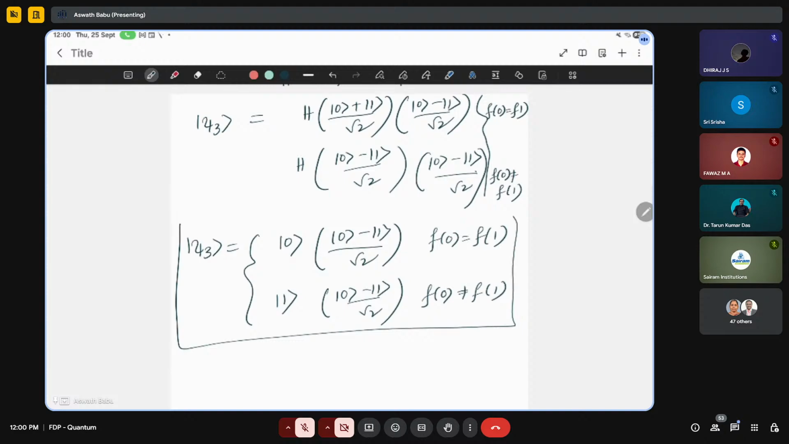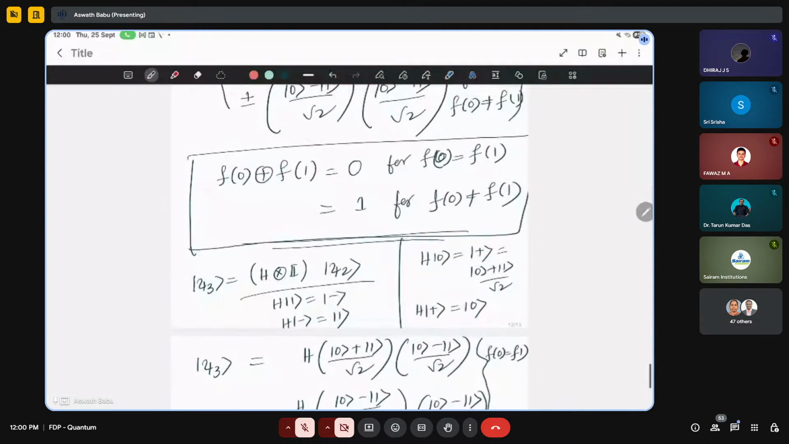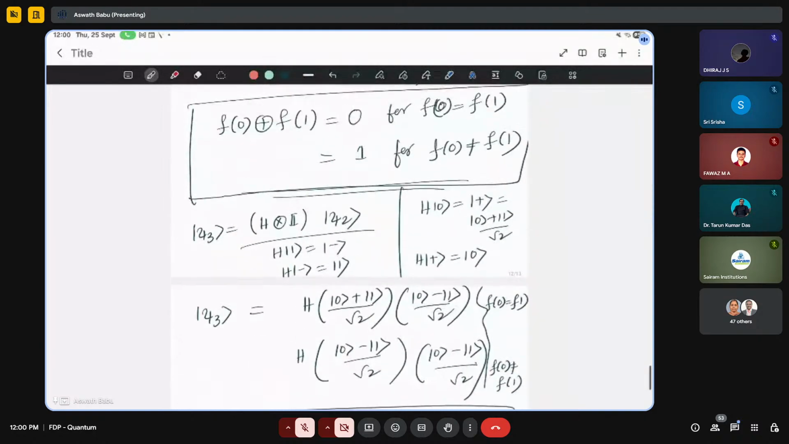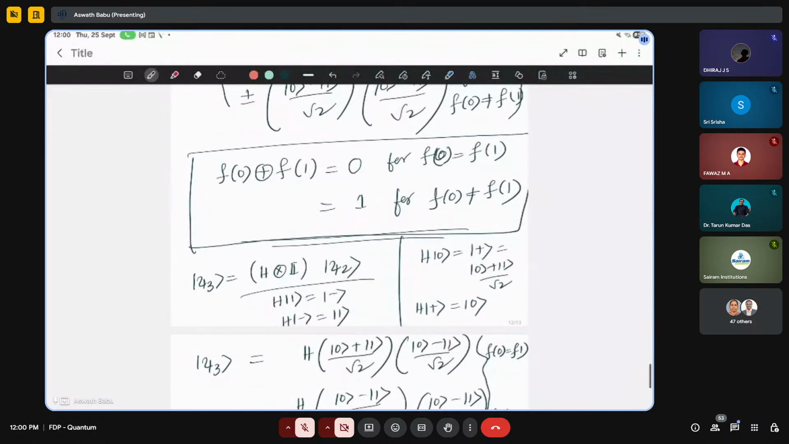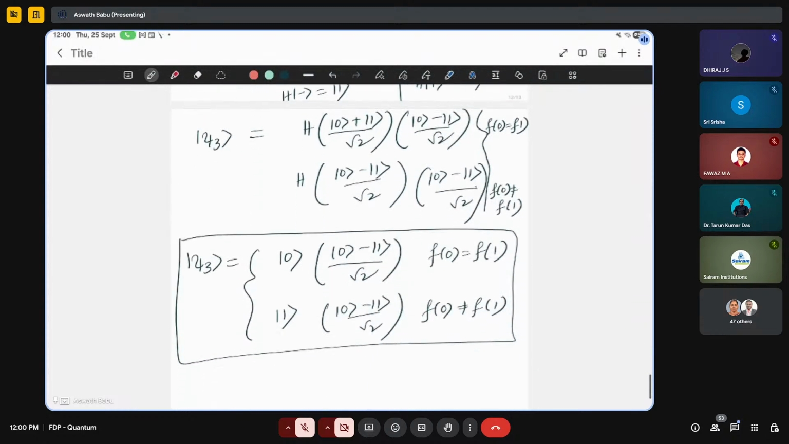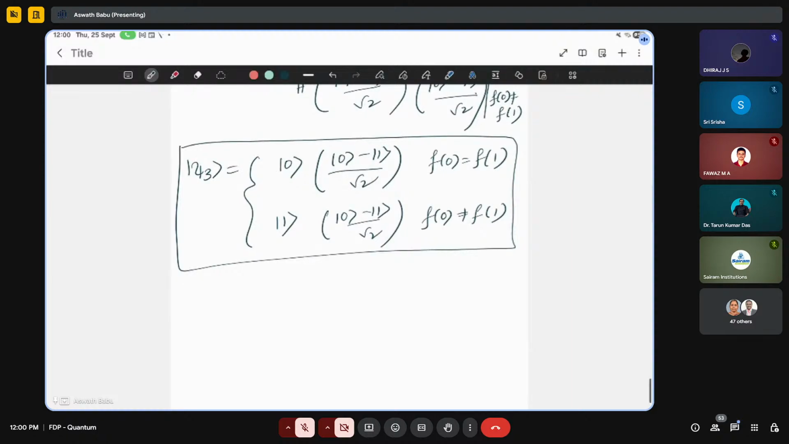Okay, so my psi 3 I got. Now let's get back to this situation. When both the functions are 0, the sum is 0. When both the functions are not equal, their sum is 1. So what I see here is, when both the functions are the same, I'm getting 0. When both the functions are unequal, I'm getting 1. So is there any generalization I can do? Of course, yes, I can do.